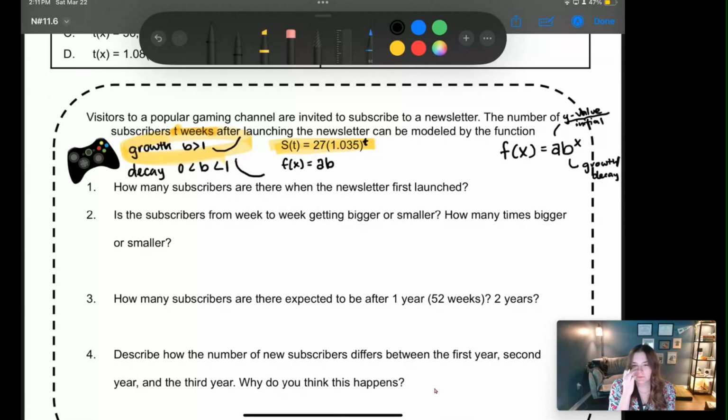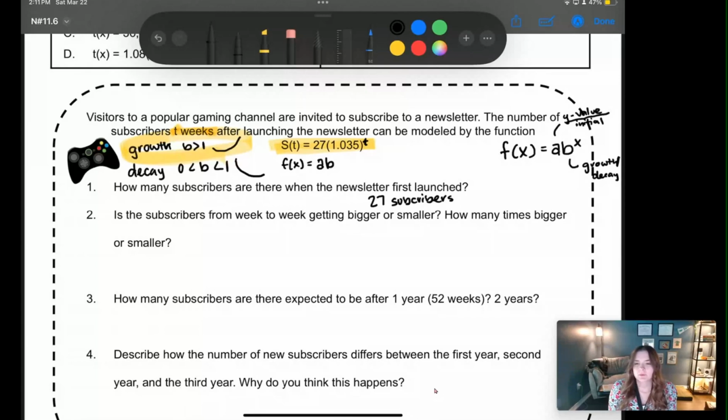So it says, how many subscribers are there when the newsletter first launched? So remember, when it first launched, what was our initial number? What would A be? 27. So initially, I had 27 subscribers, right? And you could put 27 subscribers, or 27S, I would accept either one.